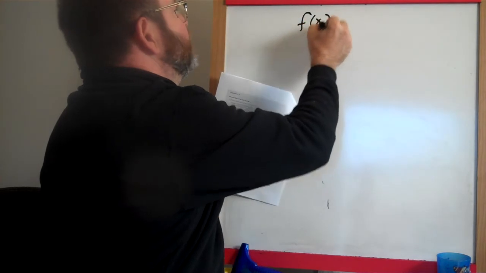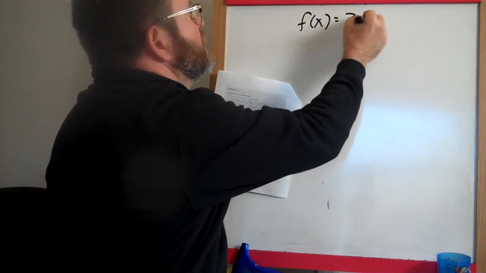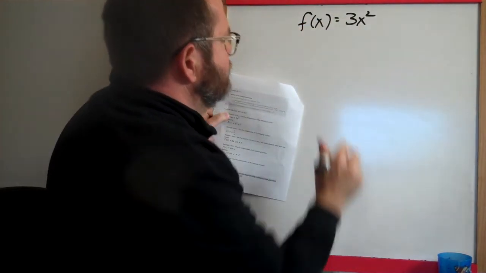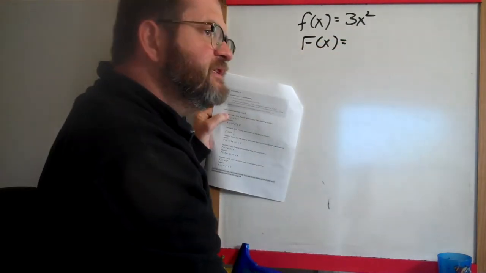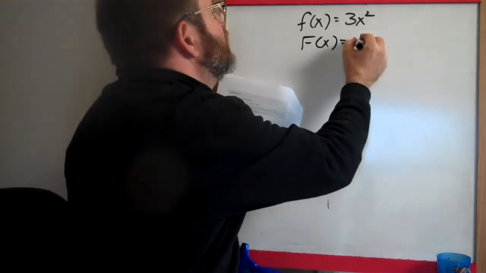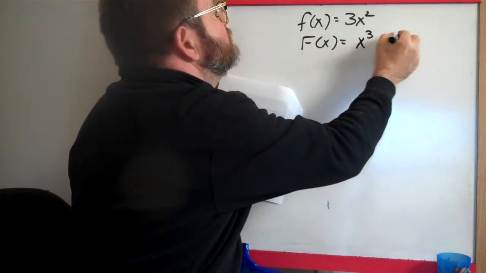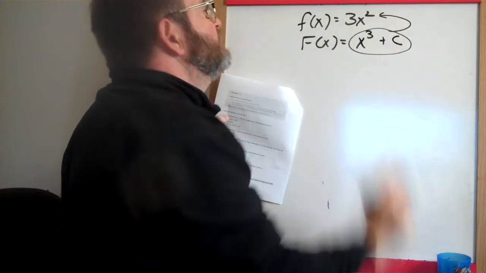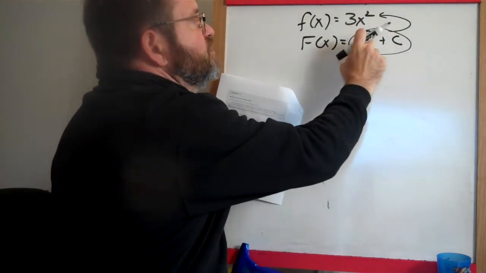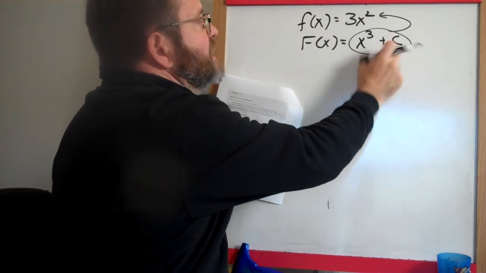Like on the first one, if f of x was equal to 3x squared, what is its antiderivative? Well, we've done enough examples of working with derivatives that involve the power rule in the past to know that it's going to be x cubed plus c, because the derivative of this will be equal to this original function right here, right? The derivative of x cubed is 3x squared. Derivative of any constant c is just 0.